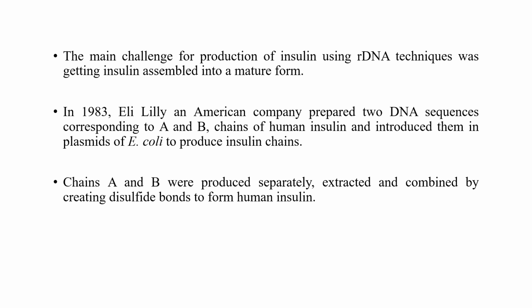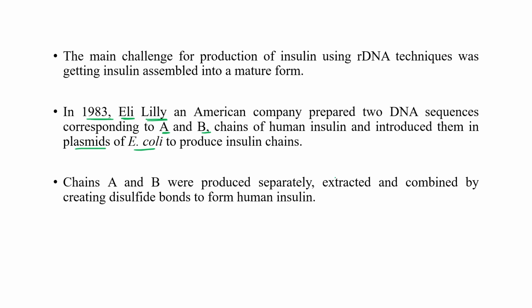But because of continuous research within the scientific community, an American company known as Eli Lilly, in 1983, was able to produce genetically modified insulin. What they did was grow the A chain and B chain in separate plasmids. They ligated the component into the plasmid of E. coli and transformed it into the bacteria.